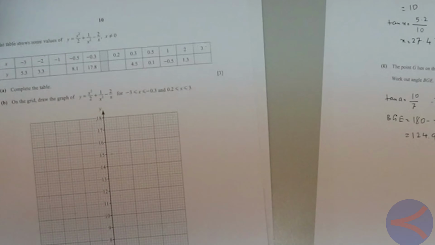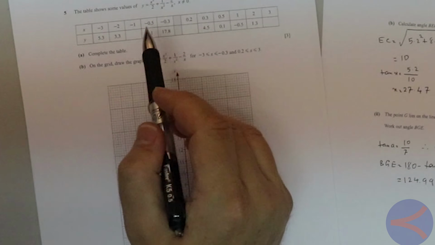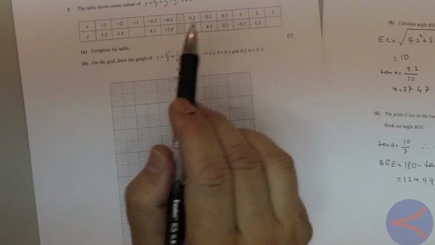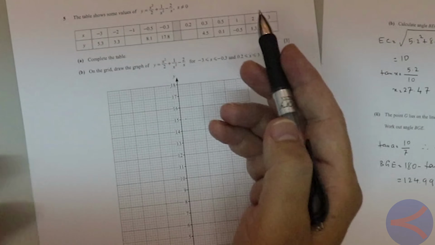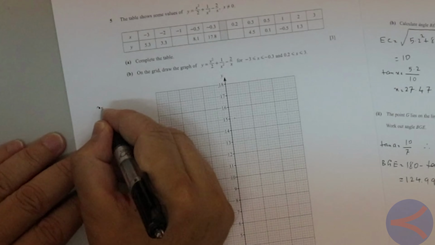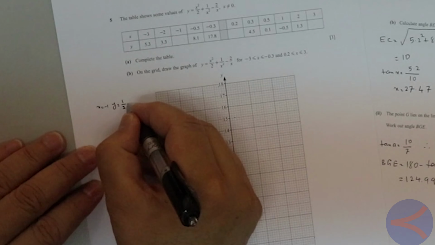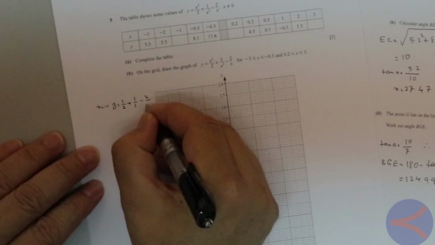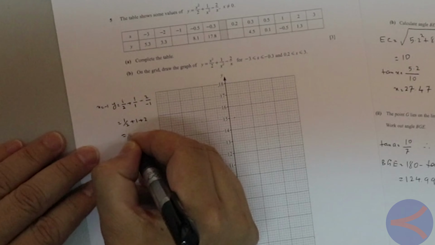Page 10 is question number 5. Now here we have another question. Actually, we have to find the values and fill up this table. This x value is here. We need to find the y value. Just substitute here. If x is equal to -1, then y will be equal to -1 squared, which is 1, divided by 2, plus 1 over 1, then minus 2 over -1. You can see that this is half, and this is 1 plus 2, therefore this is 3.5.